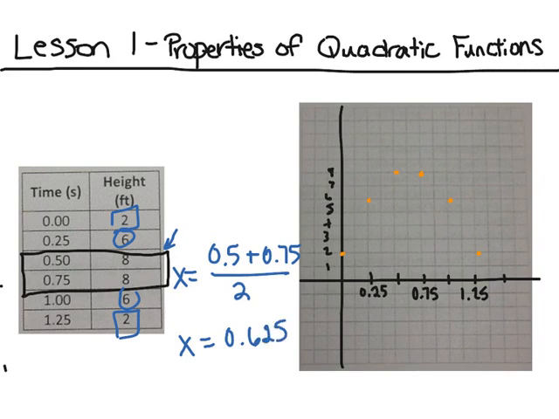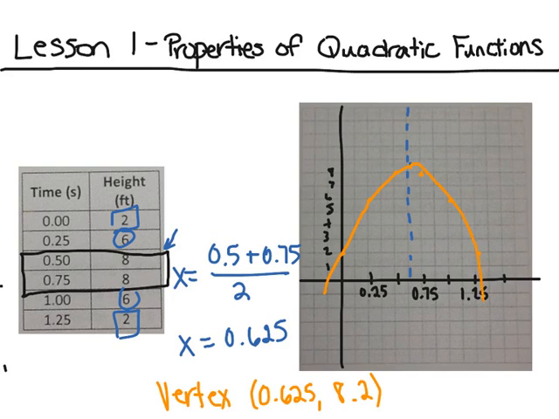So we go to 0.625, which is directly in the middle here, draw in our axis of symmetry. And if we were to guess about how high this point comes up, it looks like it's about 8.2. So our vertex, judging by our graph, is 0.625, 8.2. And that's not precise, it's approximately 8.2. So you would draw your graph through those points. So there's your parabola.